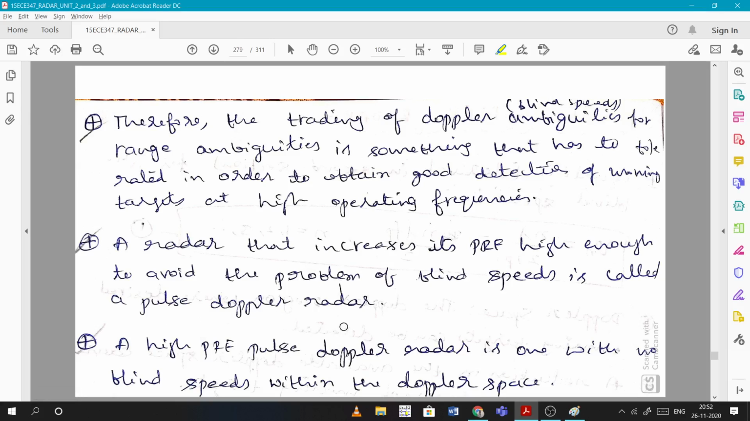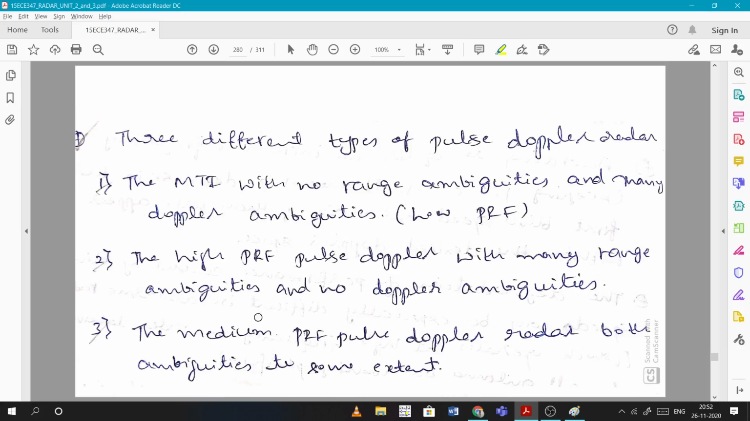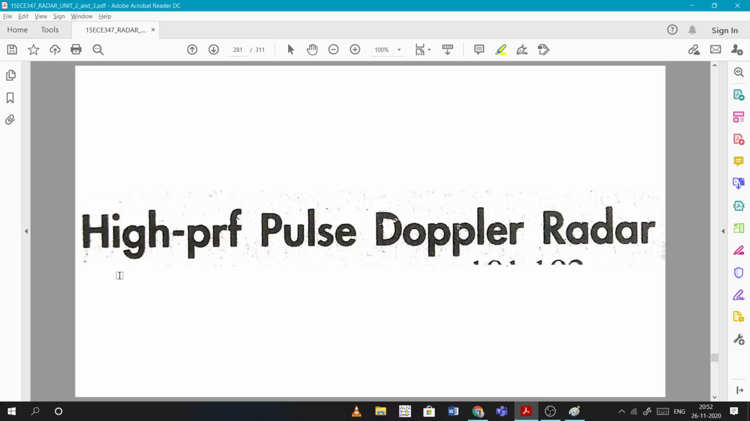Sorry, the medium PRF pulse Doppler radar: both ambiguities will come, but only to some extent, when you use medium PRF. So what is the high PRF pulse Doppler radar? We'll see this in the next video.